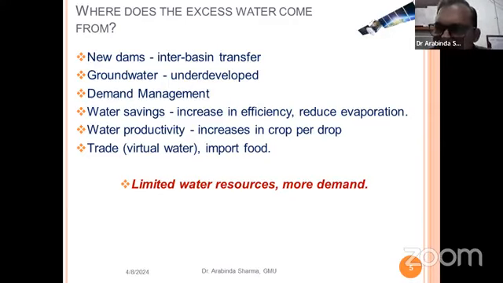We should grow water resistant crop rather than crop which is requiring huge amount of water, right? So or we can reduce evapotranspiration. Different process are there, different mechanism is there through which you can reduce the evapotranspiration. So it is like this.